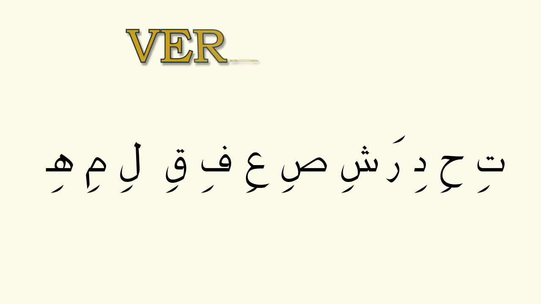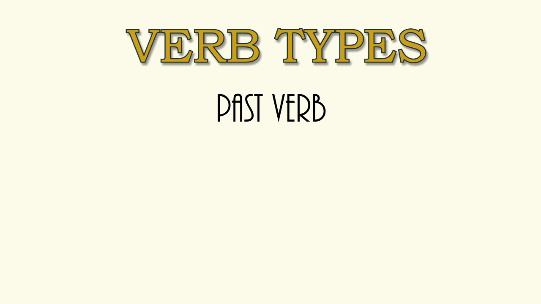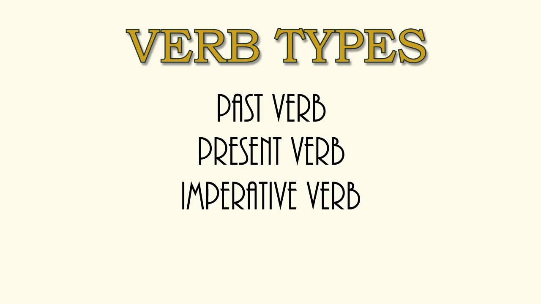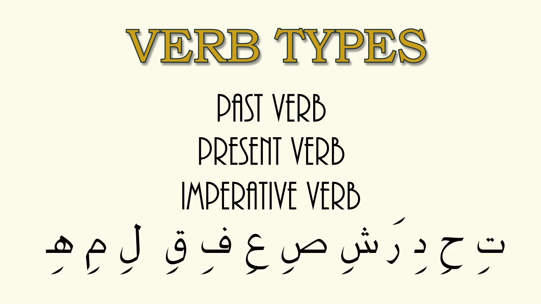In Arabic, there are three types of verbs. Past verb, الفعل الماضي, present verb, فعل المضارع, imperative verb, فعل الأمر. And there is the future tense, but it is included in the present tense. These verbs are in the imperative tense form. Let's go over them one by one.